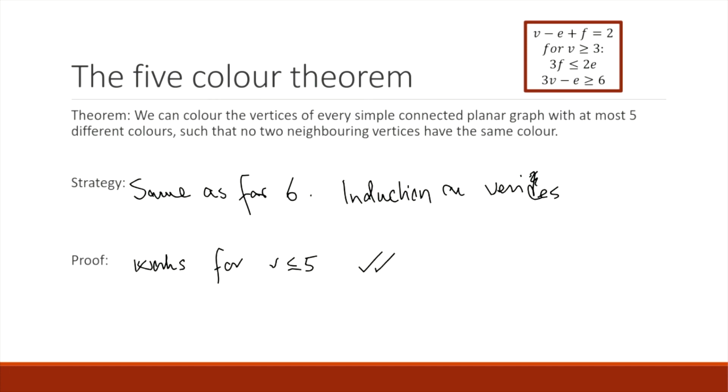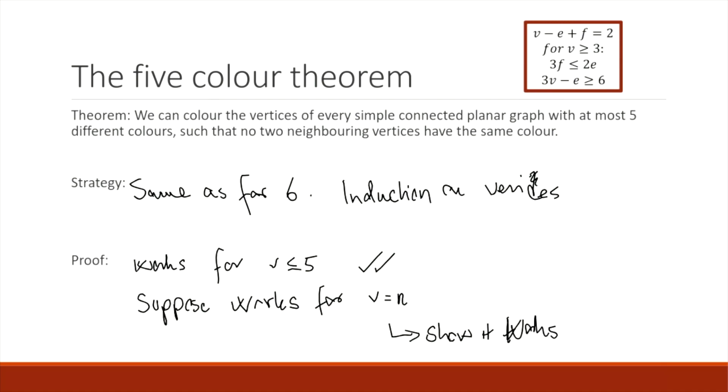And now we suppose that it works for v equals n. And we want to show that it works for v equals n plus 1, if it works for n. So basically that means if it works for 5, it works for 6, and if it works for 6, it works for 7. So actually if we show this one step, then it's going to work for everything.